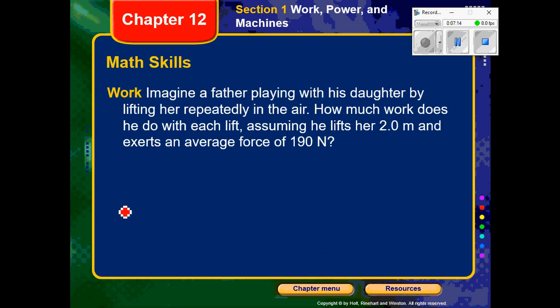Okay, so here's our first question. Imagine a father playing with his daughter by lifting her repeatedly in the air. How much work does he do with each lift, assuming that he lifts her 2 meters and exerts an average force of 190 newtons?